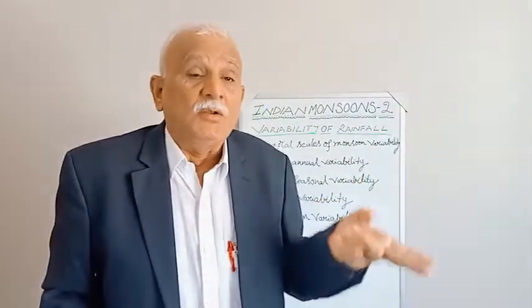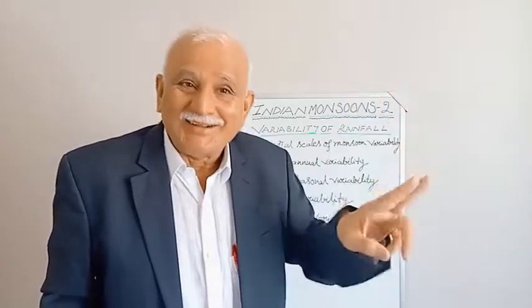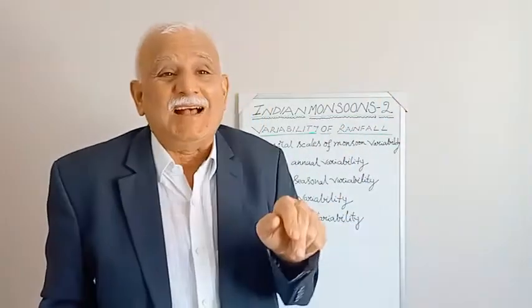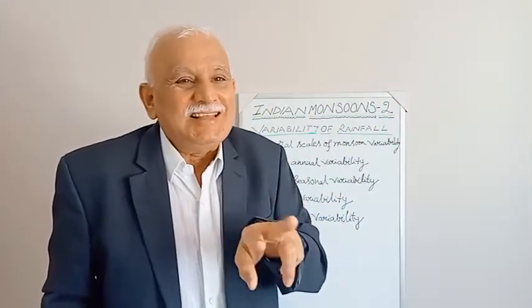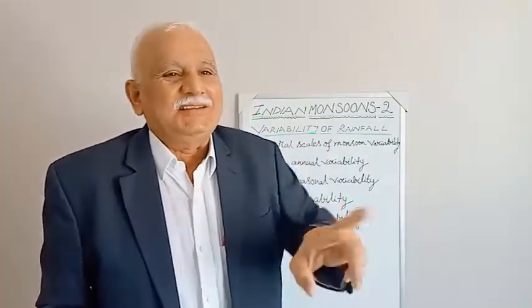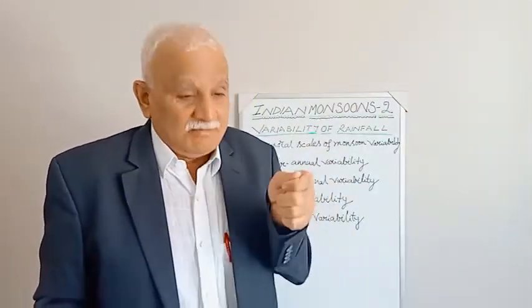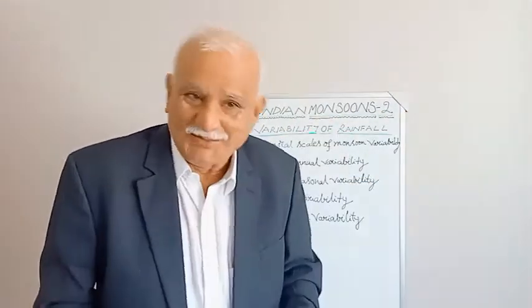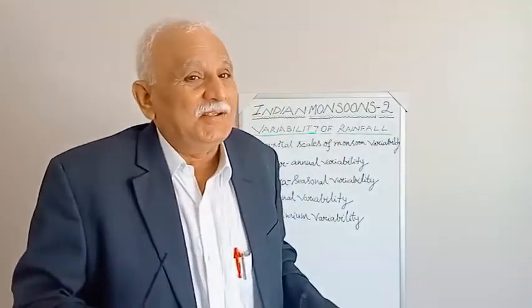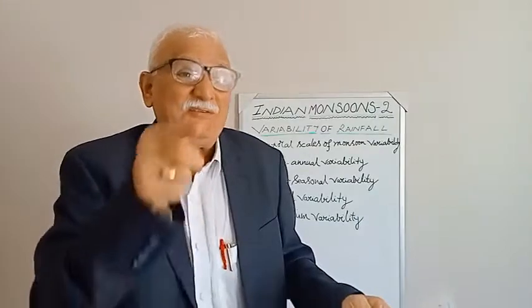Now, these two heat sources cause differences in the heating of land and sea and also pressure. So, differential heating of land and sea and pressure drive the Indian monsoon. This is the basic reason for the variability.